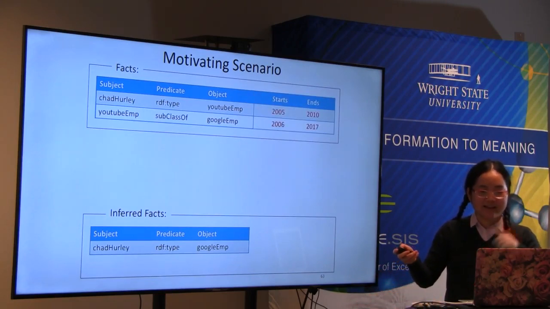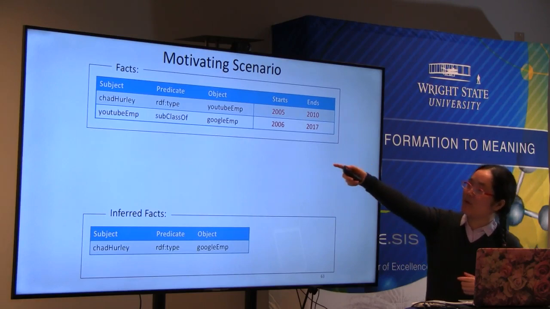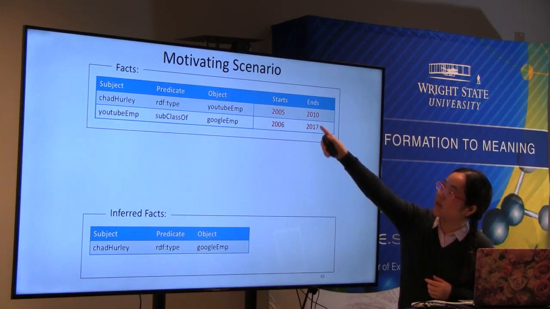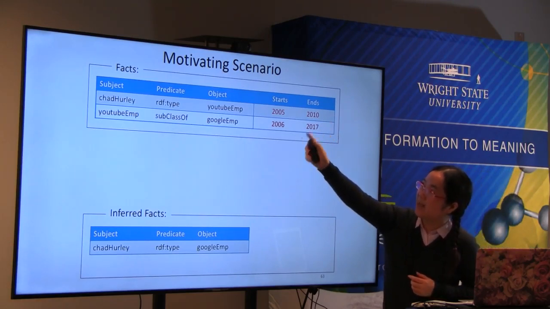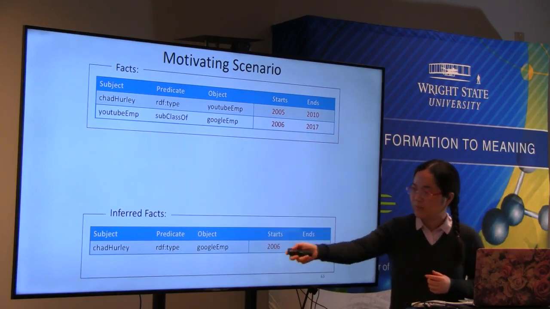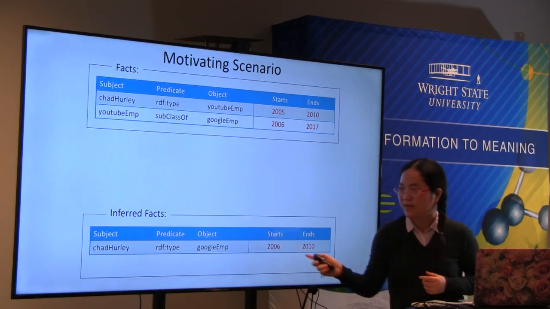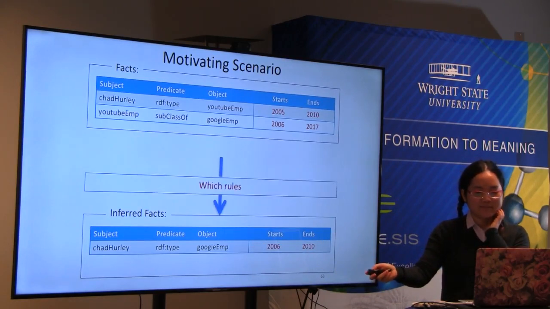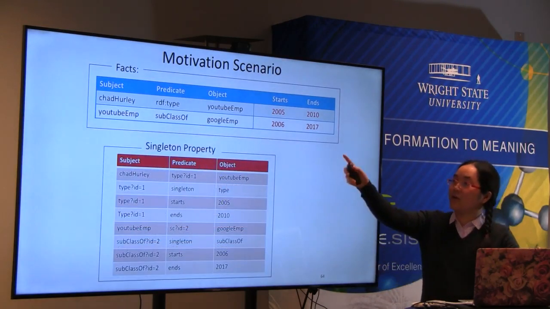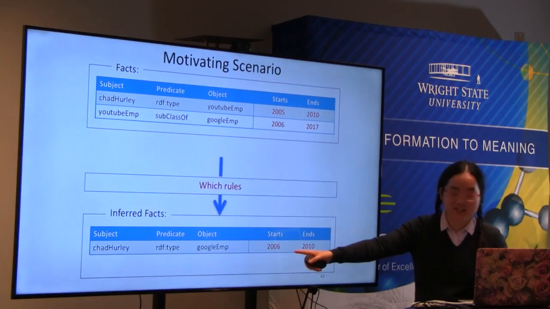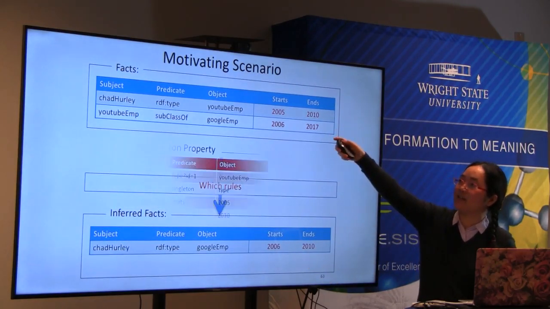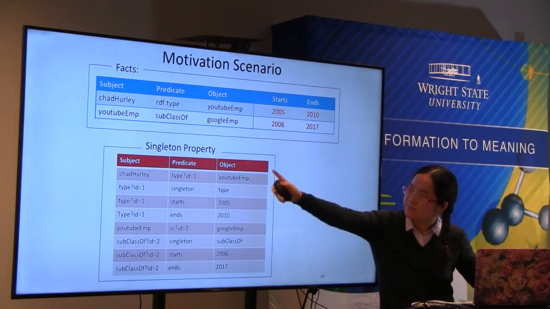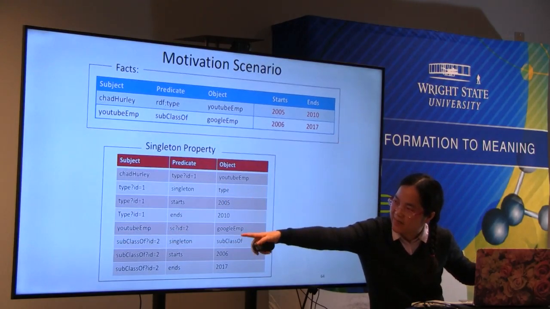Going back to the motivating example, we have that he's a YouTube employee during this time, and YouTube employee is a subclass of Google employee during this time. So what we need to derive is this one. This is the motivating scenario. In order to arrive at this, first we need to represent this in the form of SP. Here it is: type ID1 and then subclass ID2.